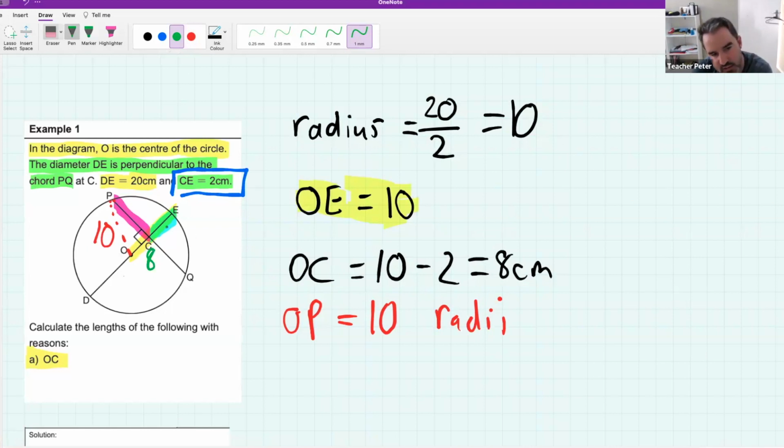How are we going to find the pink length using stuff that we've learned about in geometry before? Who has some ideas? What can you do? What type of triangle is this? It's a Pythagorean triangle, yes. So I want you to use your knowledge of Pythagoras to help me find what PC is. I'll give you some time, and when you've worked it out, tell me in the chat.